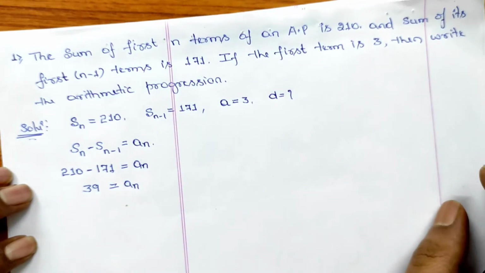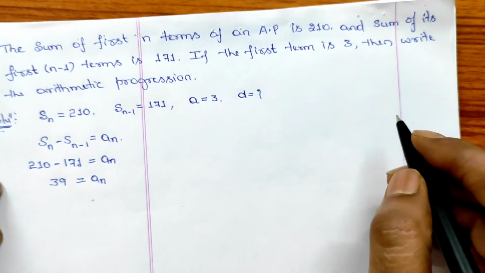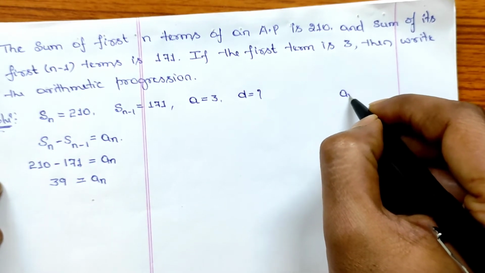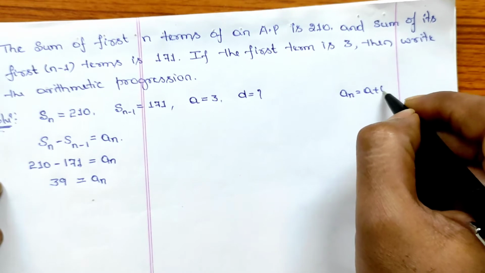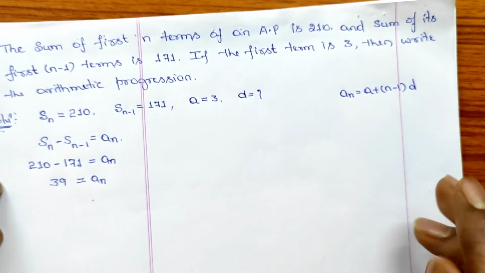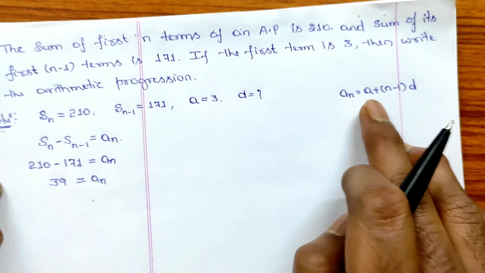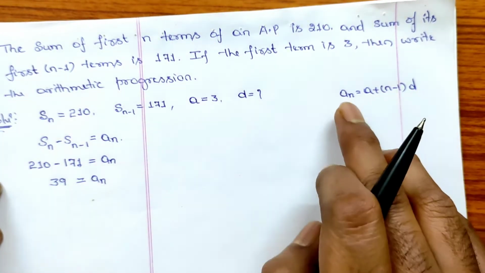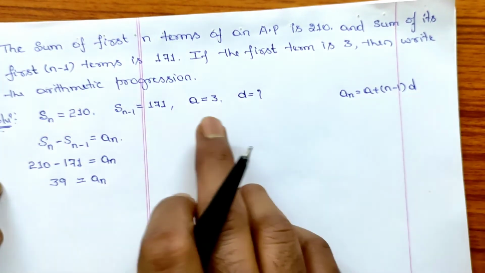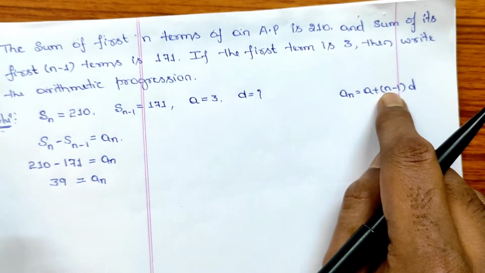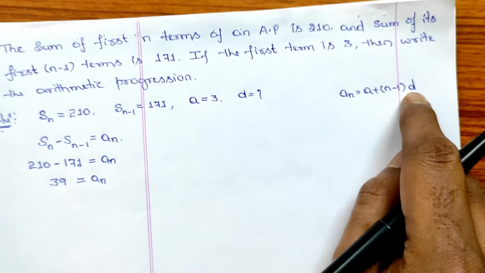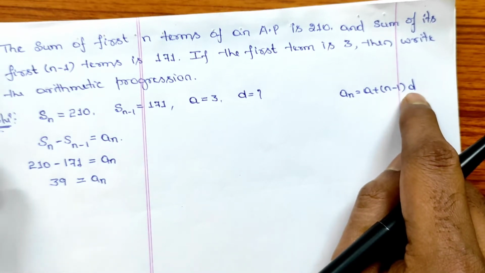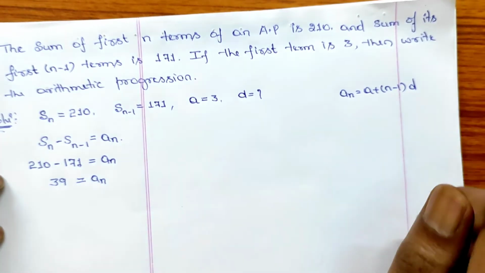We have 3 formulas in this chapter which contain D. The first one is an is equal to a plus n minus 1 into D. Whether this formula is useful to us to find D or not, we'll verify first. An value we know, a value we know, n the number of terms we don't know, D we have to find out. So here there are 2 unknown terms, n and D, therefore we cannot use this formula.